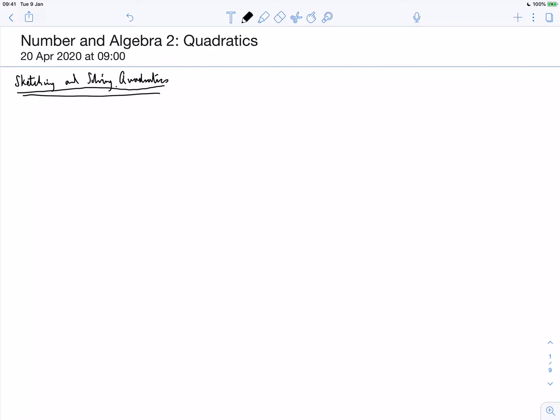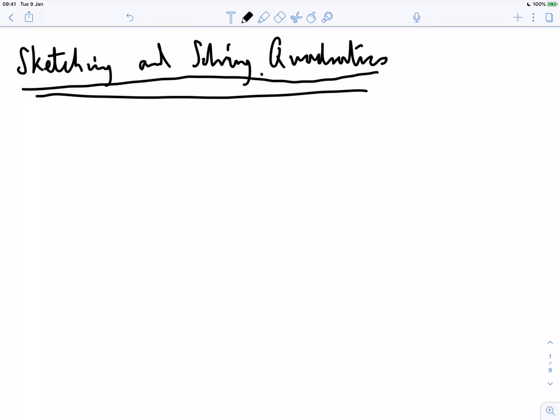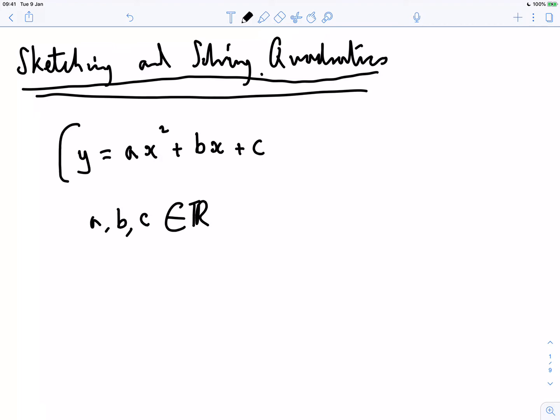Okay, so what is a quadratic? I'm going to define a quadratic as a function. In terms of x and y, y and x could be anything, but you could have y equals some constant a times x squared plus a different constant b times x plus a constant c, where a, b and c all belong to the set of real numbers. Any function that looks like that is a quadratic.